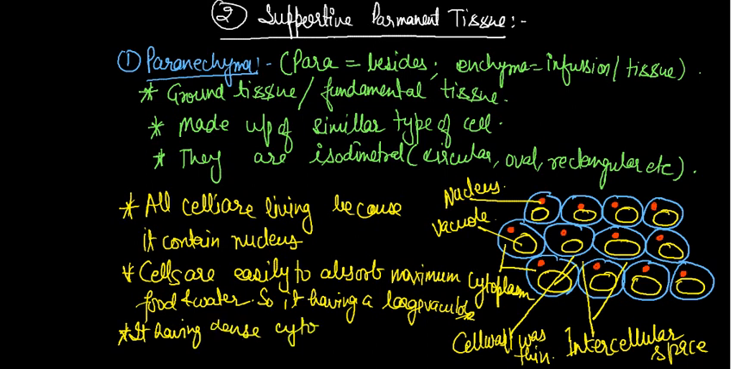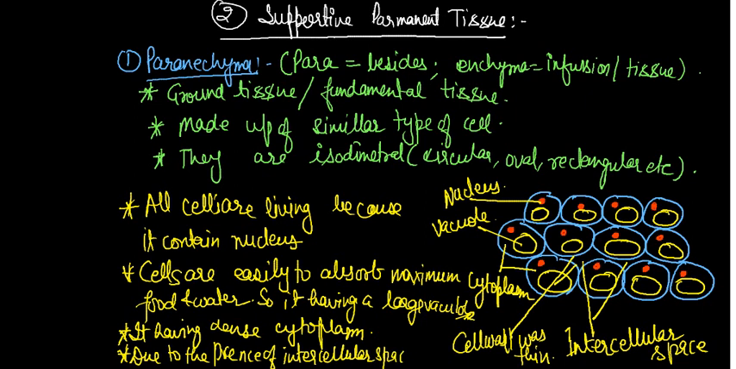Due to the presence of intercellular space, the cell wall is thin. So these are some points. Some more points are remaining, but we have to remember all these points because they are very important.